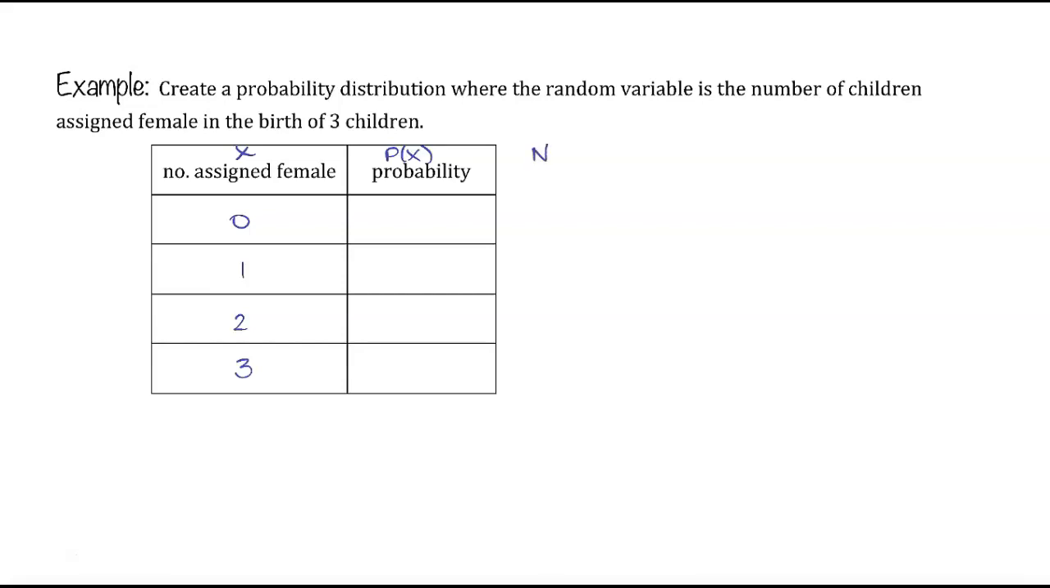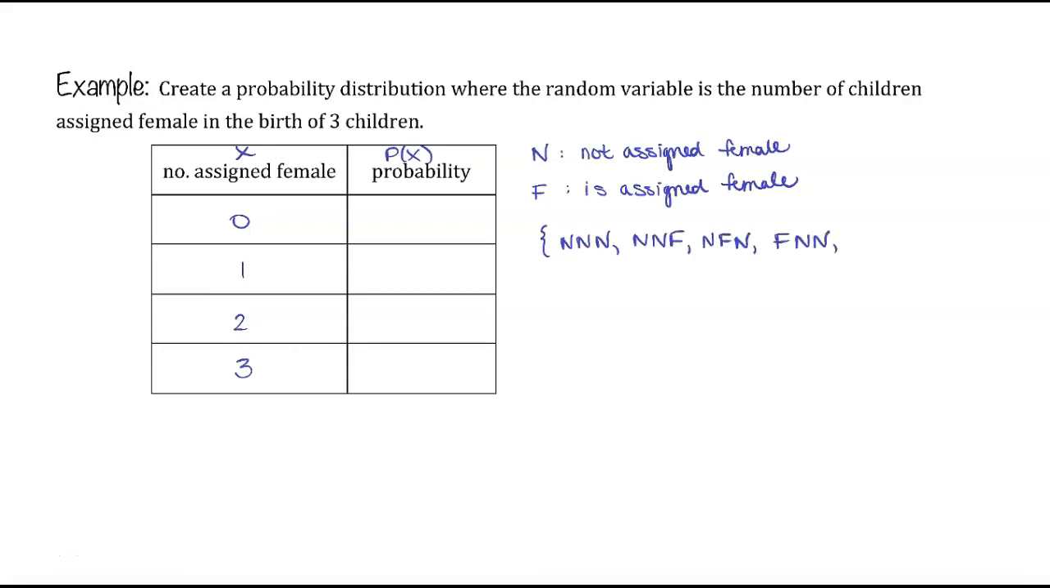I'm going to use a capital N to notate that a child is not assigned female. And I'll use a capital F to notate that a child is assigned female. Notice that there's only one option for all 3 children not being assigned female. There are 3 ways, however, that one child could be assigned female while the other 2 are not. There are also 3 ways where 2 of the children could be assigned female while 1 is not. And there's exactly 1 way that all 3 children could be assigned female.